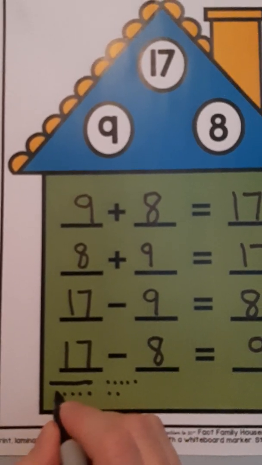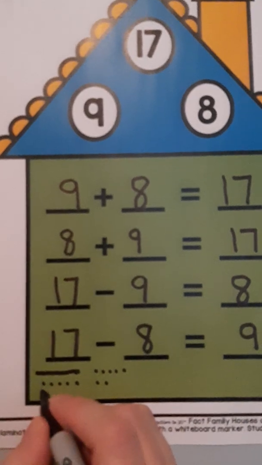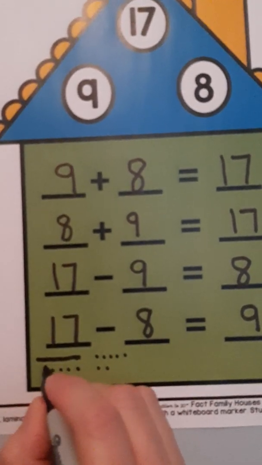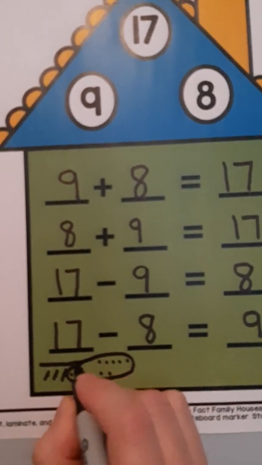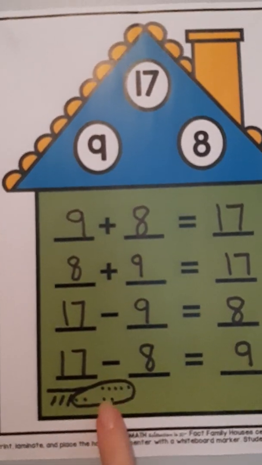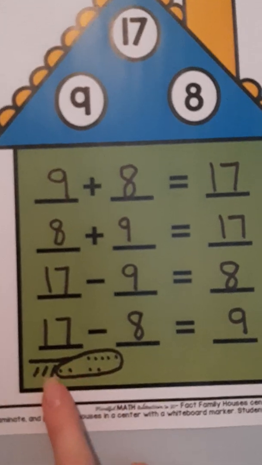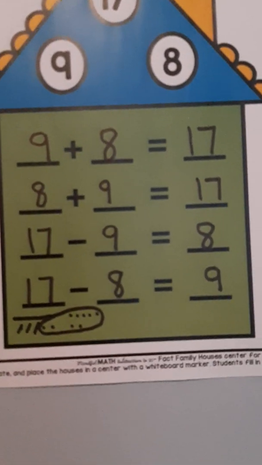And then I'm going to count on till I have crossed out 8. So I did 5, 6, 7, 8. And whatever's left, that should equal 9. 5, 6, 7, 8, 9. So I've just proven that that's correct. Okay, let's go to the next house.